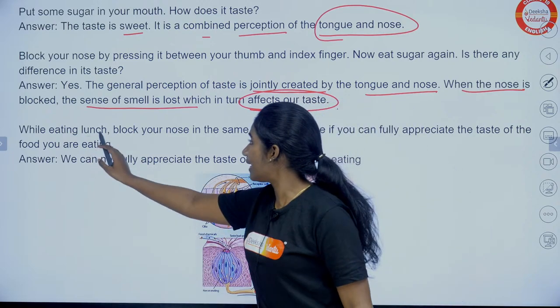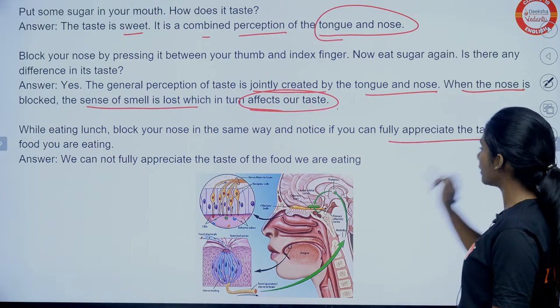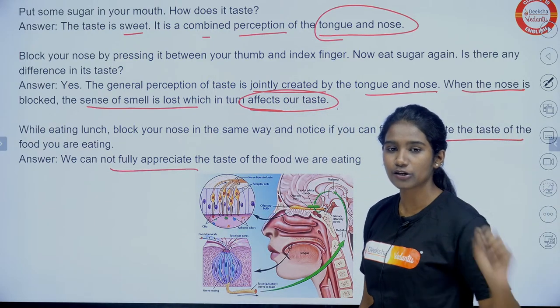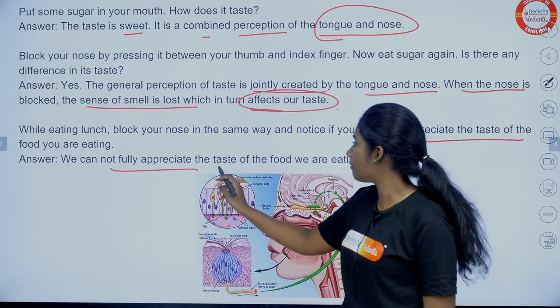Okay, and while eating lunch, block your nose in the same way and notice if you can fully appreciate the taste. So, we cannot fully appreciate, there will be some variation in the taste. The reason is this. Okay, clear with this?